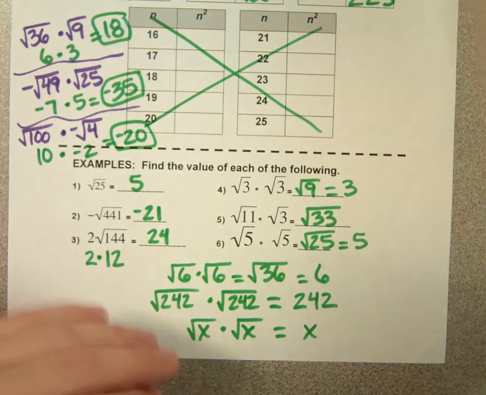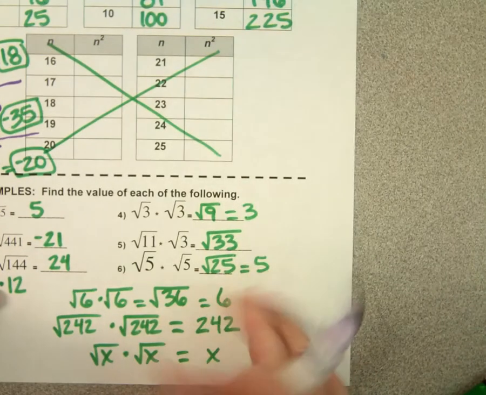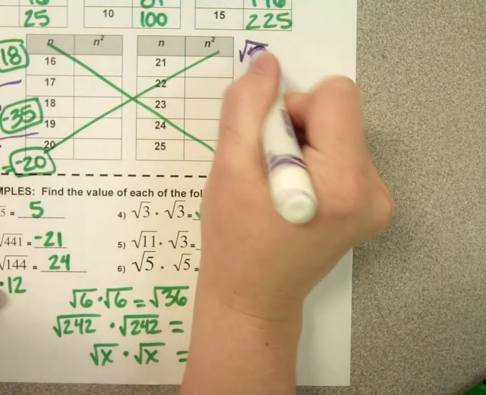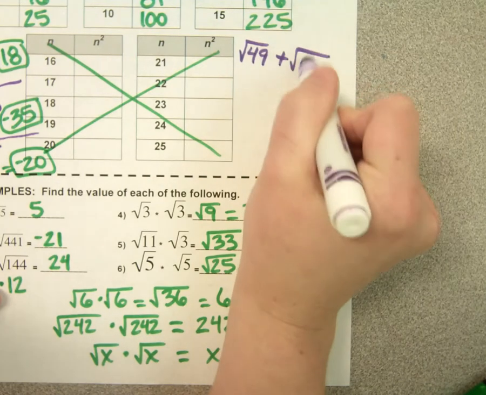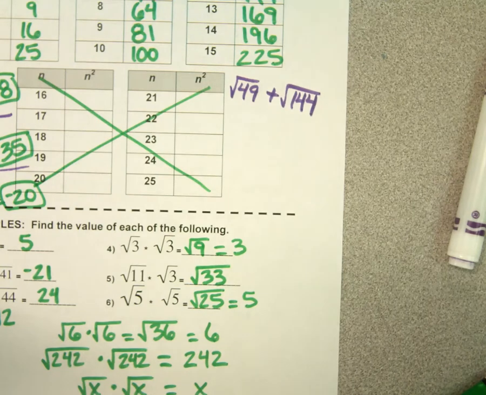Okay, before we flip the page, I want to do a few others. So these are going to be adding. Square root of 49 plus square root of 144. One thing I want to tell you about adding radicals: you can only add radicals if these two numbers are the same. These two numbers aren't the same, so I technically can't add them. But I can simplify them.